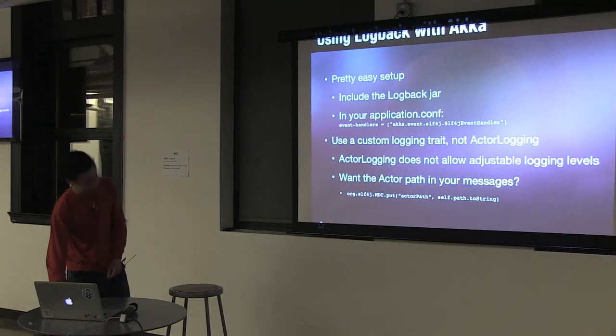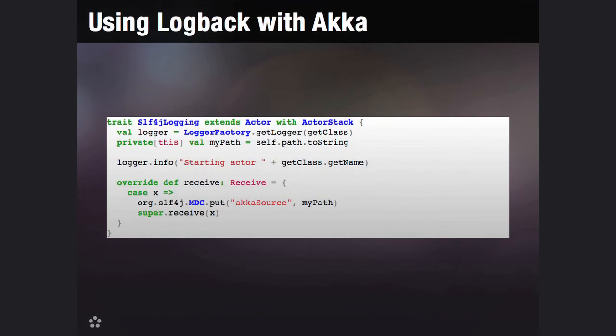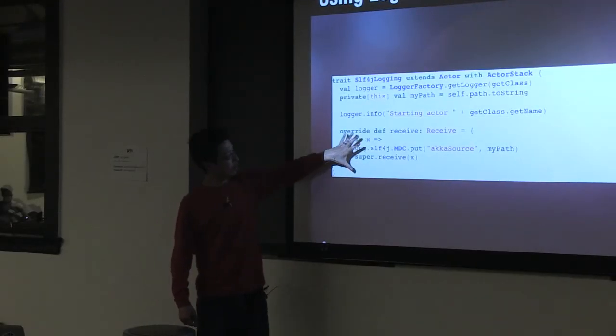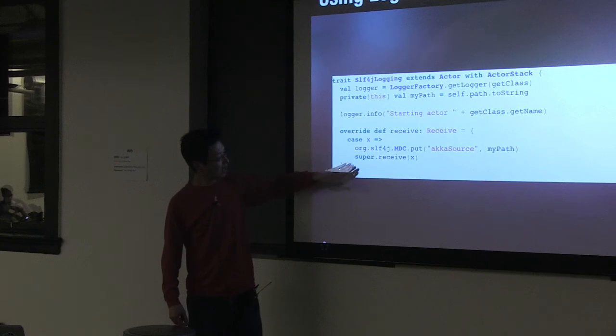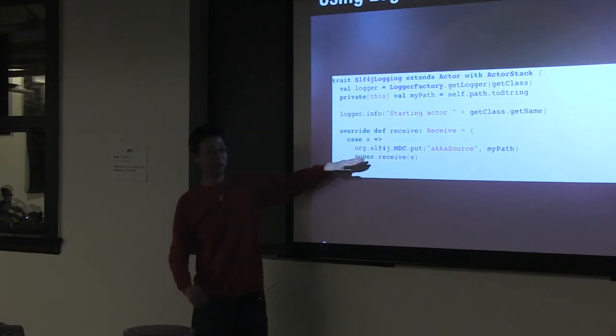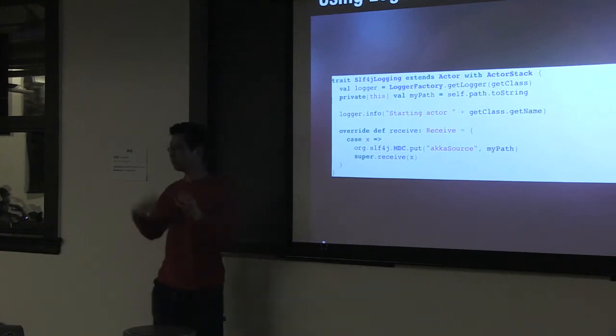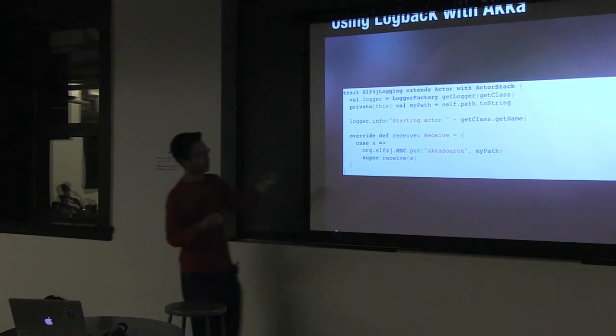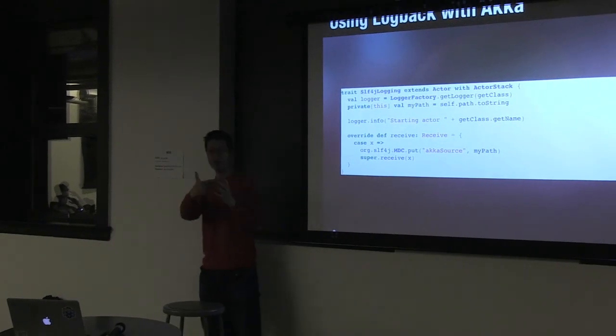So for example, we would have a stackable trait that implements Logback style logging, and we would override the receive function. Before it calls the main receive method, we would do an MDC.put. What the MDC does is ensure that when I do my logging, I have a variable that expands out to the actor path.